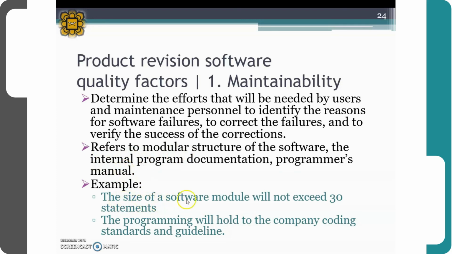For example, the size of a software module will not exceed 30 statements. What does that mean? How does it relate to maintainability? Because it refers to the modular structure of the software, and the size not exceeding 30 statements means the size is very small. Why is it good? Because it's easier to do changes or maintenance. The second one is that programming will hold to the company coding standards and guidelines. In terms of documentation, why is it good? Because when you follow certain coding standards and guidelines, your code is easier to understand or to change.